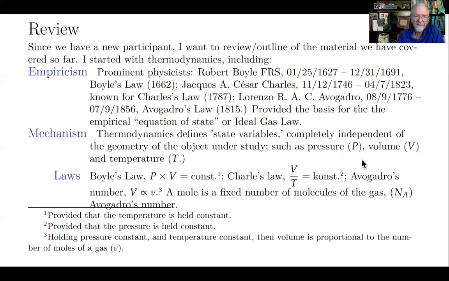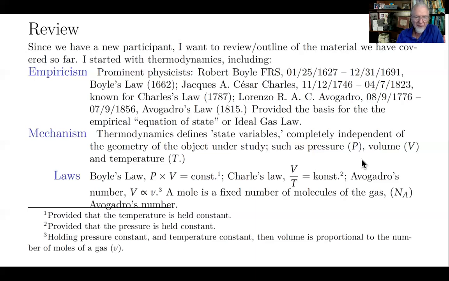We talked about prominent physicists such as Robert Boyle and Boyle's law, Jacques Charles and Charles' law, Lorenzo Avogadro's law and number, and all of these things provide the basis for the empirical equation of state, or ideal gas law. We talked a lot about different kinds of equations of state, but we've primarily focused on the ideal gas law.